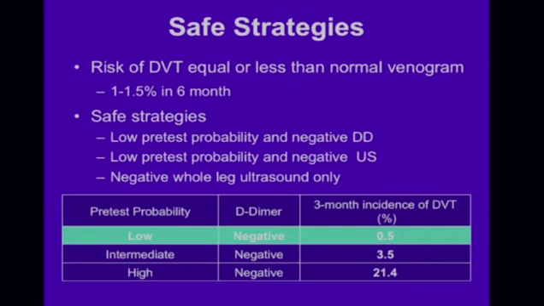So how can we meet this goal? Well, one way is with the low pretest probability and a negative D-dimer, which has a 3-month incidence of DVT of less than 1%. A low pretest probability and a negative ultrasound is also a safe strategy, and a negative whole leg ultrasound study, as we'll talk about a little bit later, is also a safe strategy.